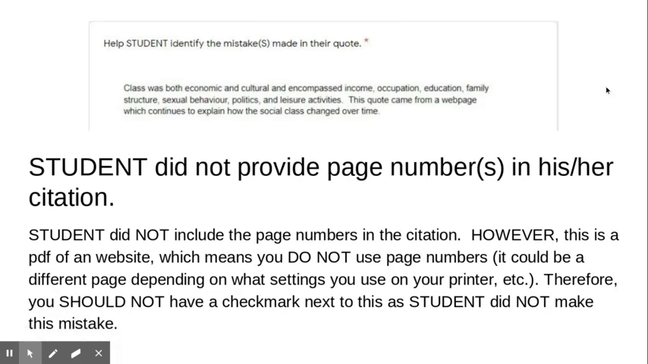Student did not provide page numbers in his or her citation. Student did not do this. However, that is a web page, so you do not include page numbers. So this is not something you should have checked because it is not a mistake made. Granted, the student didn't even cite their source, but they did not provide the page number or page numbers. But in this case, that is not a mistake because it's a web page, not a journal, not a book, so on and so forth.